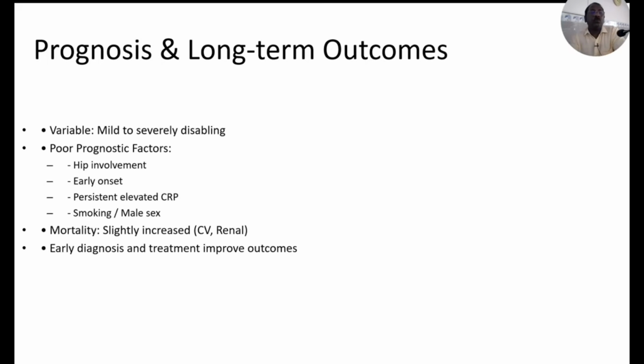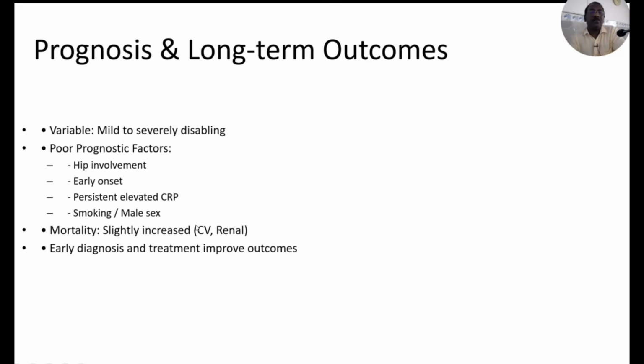Prognosis, poor prognostic factors: what are they? Hip involvement, so they are not able to walk properly because of the hip involvement, so go for hip arthroplasty. Early onset of the disease, at 20 or 25 years, definitely poor prognosis. Persistently elevated CRP despite your adalimumab injections, JAK inhibitor therapy, or sulfasalazine therapy means the disease is very aggressive, with a worse prognosis. Smoking, bad. Male sex is also a poor prognostic factor.